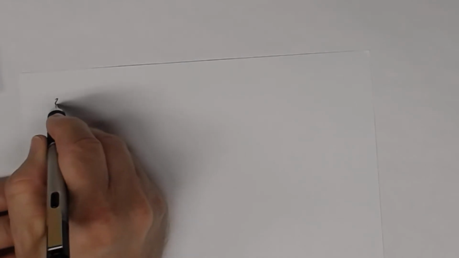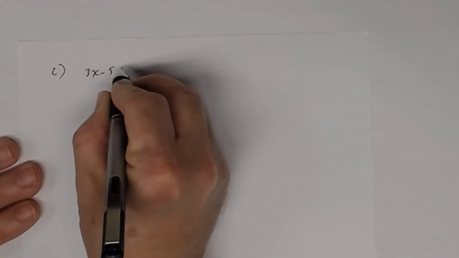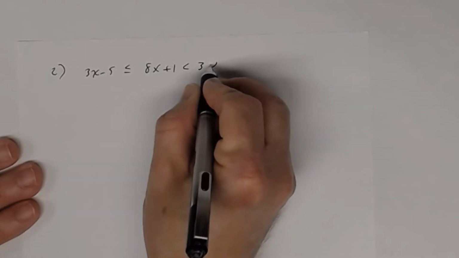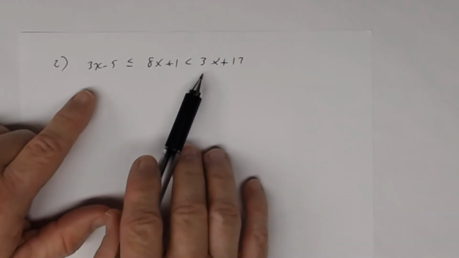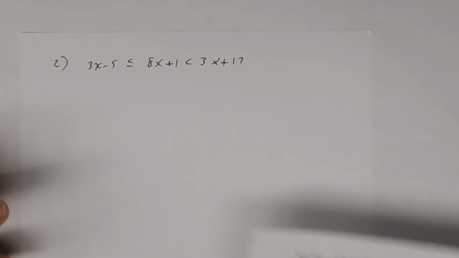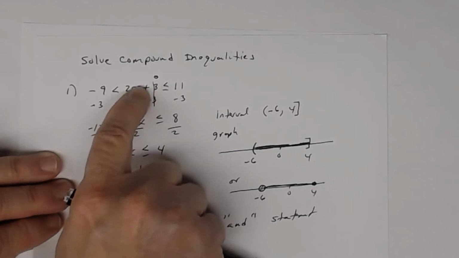All right, number 2, you have 3x minus 5 is less than or equal to 8x plus 1 is less than 3x plus 17. Okay, so in this case, you have variables in all parts. See that? In the previous problem, you did not have that. You had just a variable in the middle part.